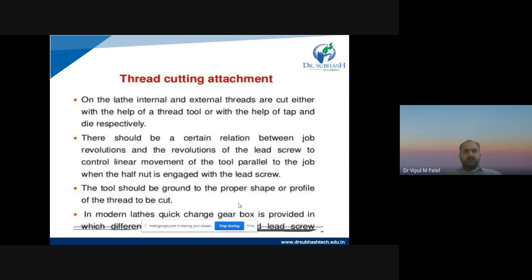On the lathe, internal and external threads are cut either with the help of a thread tool or with the help of a tap and die respectively. There should be a certain relation between job revolution and the revolution of the lead screw to control the linear movement of the cutting tool, which is parallel to the job, when the half nut is engaged with the lead screw. That you have to check. So you have to engage the lead screw to perform the threading operation on the lathe machine. The tool should be ground to the proper shape or profile of the thread to be cut.